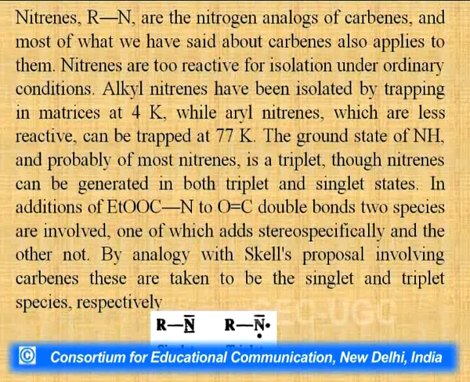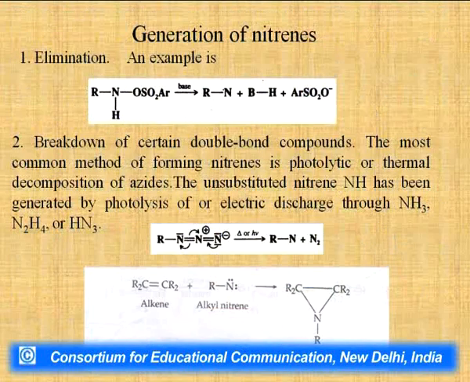Nitrenes can be generated in both triplet as well as singlet states, the same as with carbenes. In addition to C=O and carbonyl double bonds, two species are involved, one of which adds stereospecifically and the other not. As we discussed for the carbenes, how can we identify whether the nitrene is singlet or triplet? This has been explained by Skell's proposal involving carbenes. These are taken to be the singlet and triplet species respectively. The same we can consider for nitrenes.